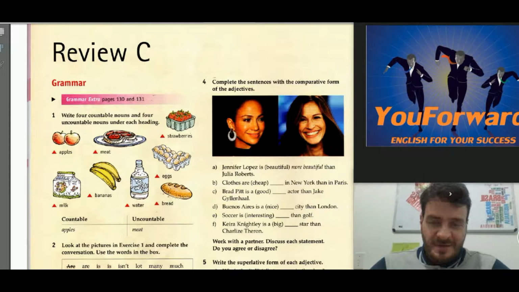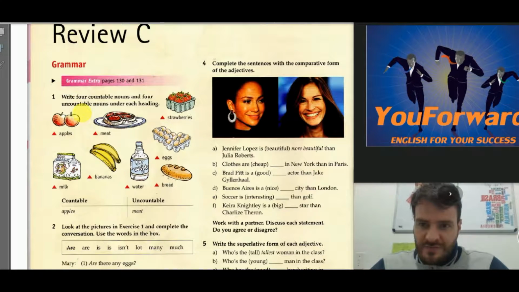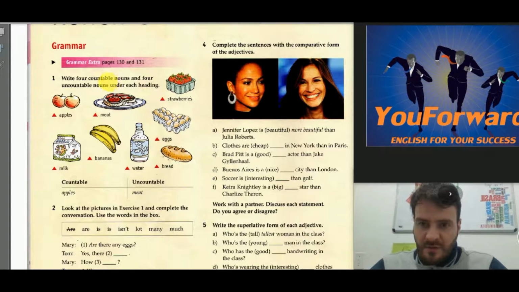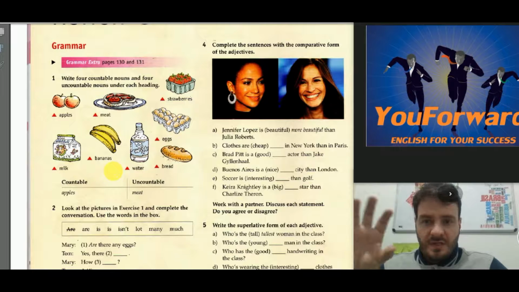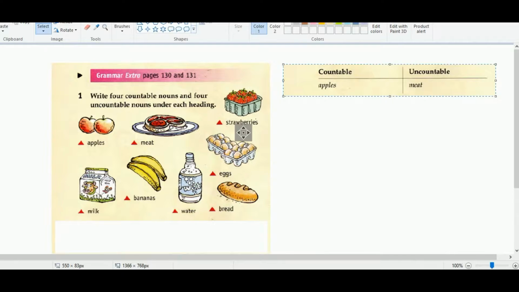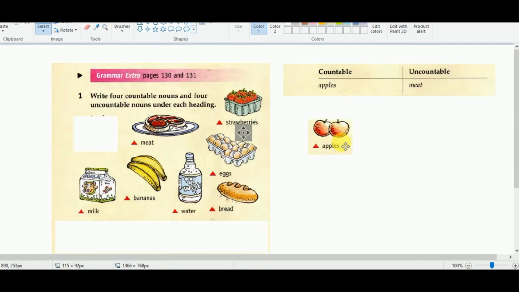So let's start. Here in Review C you have to write the 4 countable nouns and the 4 uncountable nouns under each heading. So here we have the heading for countable and the heading for uncountable. What we're going to do here is take the 4 countable nouns and put them in the correct place. Let's go. For example, apples are considered countable, and meat, for example, is considered uncountable.